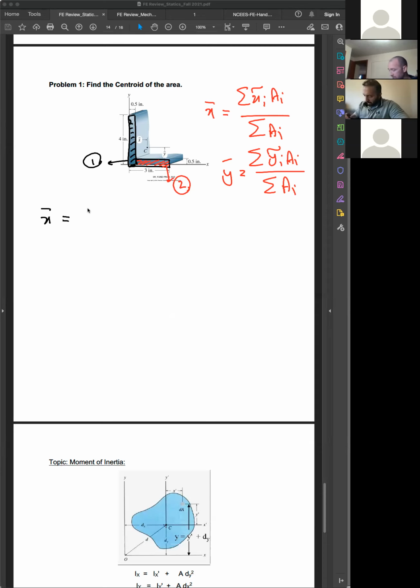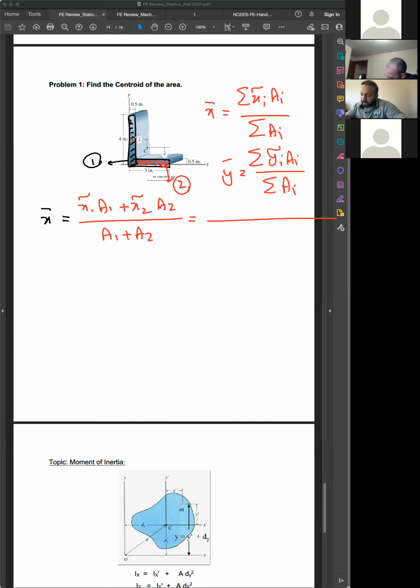All right. I can say x bar is x tilde 1 A1 plus x tilde 2 A2 over the summation of areas, A1 plus A2, correct? So what will it be equal to? X tilde 1 means the centroid of this discrete area from the base. The local centroid would be at the middle of the rectangle, right?